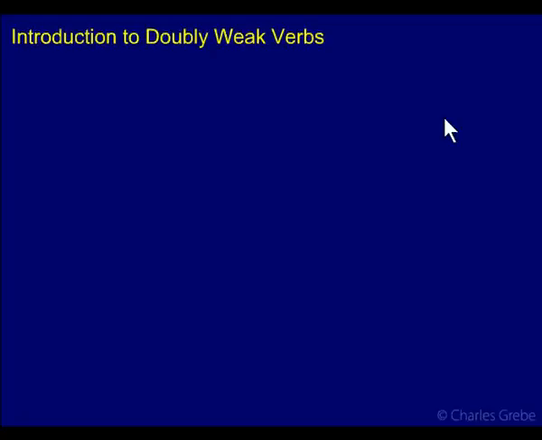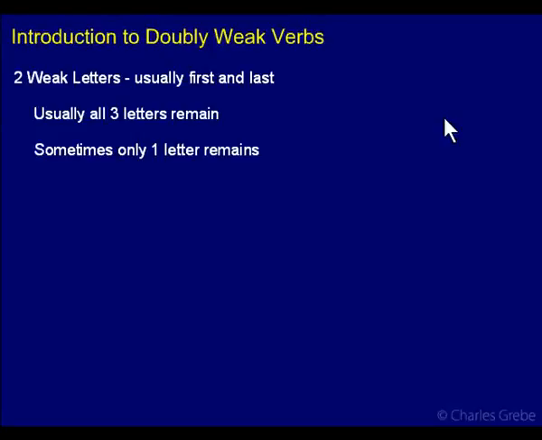Introduction to doubly weak verbs. At this point, Ross takes a little bit of a diversion and looks at doubly weak verbs. Now, what are these? Well, as it states right there in the title, they are verbs that have two weak letters, usually the first and the last.